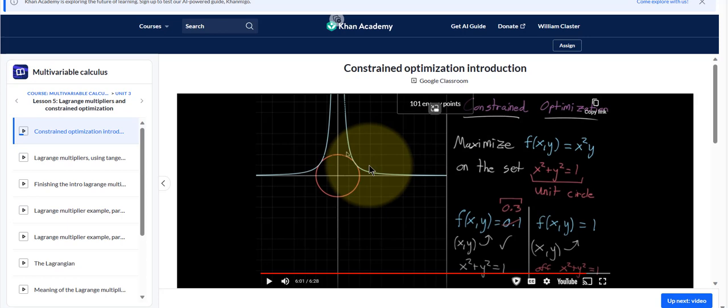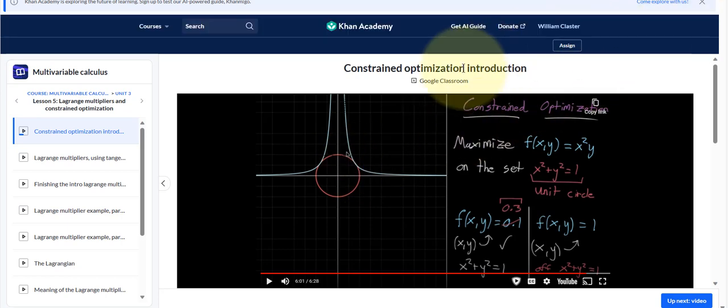But the question is, how do we find this point? So that's not easy. But the solution, I guess, came from this French mathematician. Apparently he was born in Italy, but he was French. So anyway, his name was Lagrange, and he somehow understood one further detail about this picture.